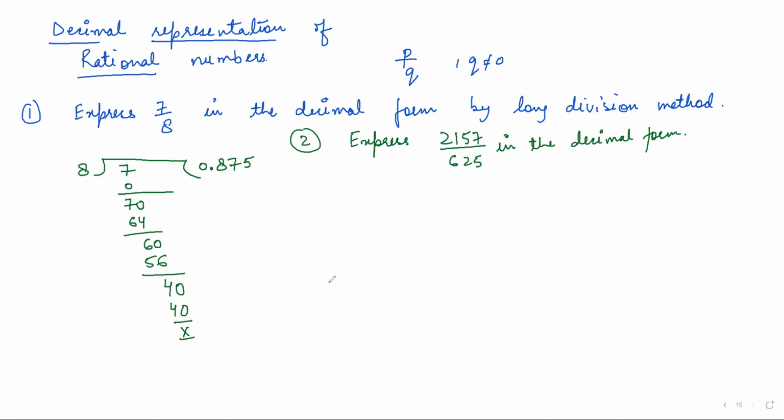Okay, so let's start the division. I'm dividing 2157 by 625, right? If I take the starting 3 digits, it is only 215, which is smaller, so I have to take all 4 digits directly. Understood? Yes.